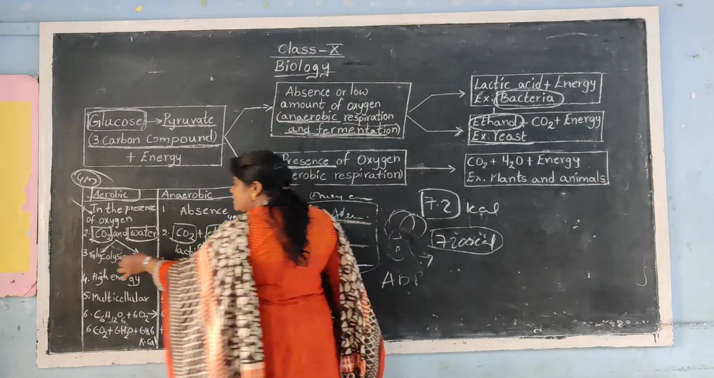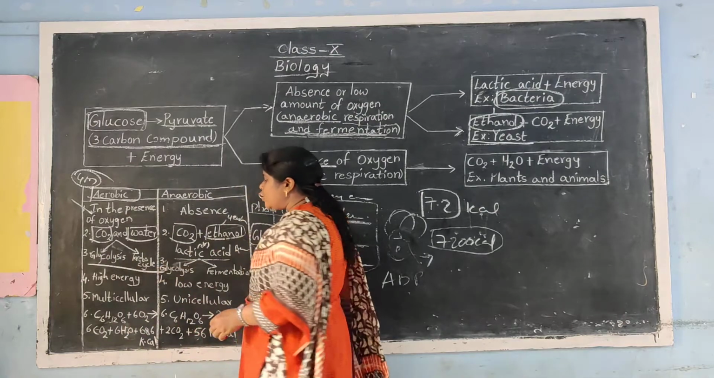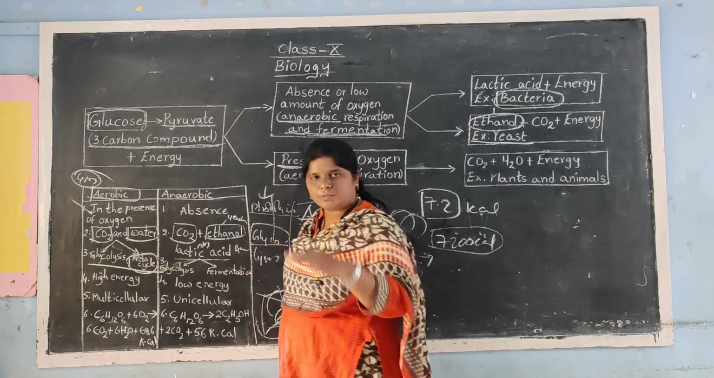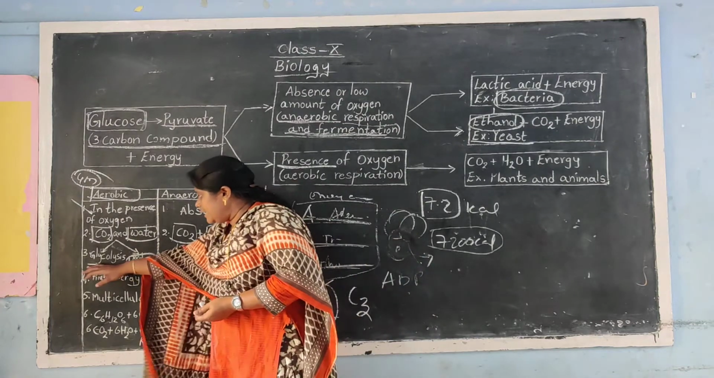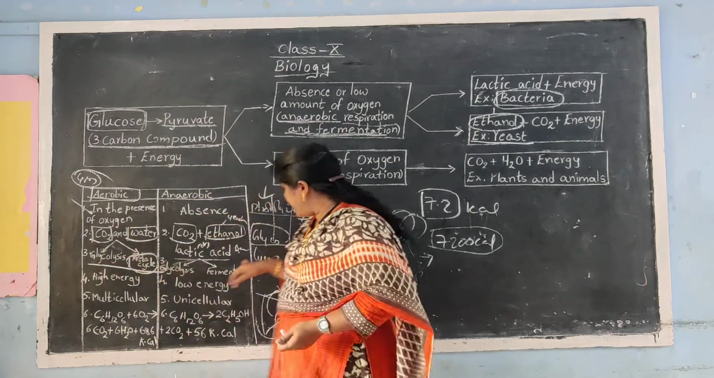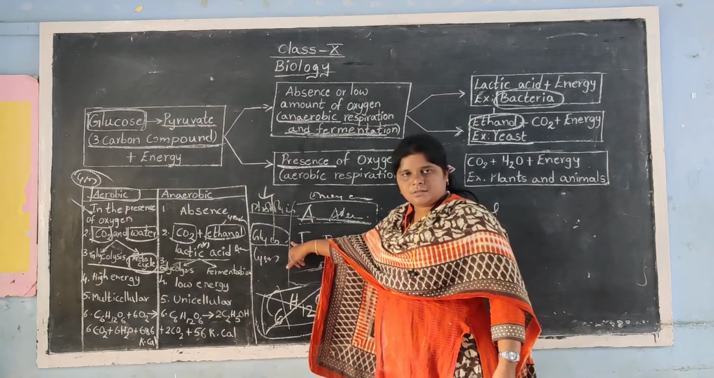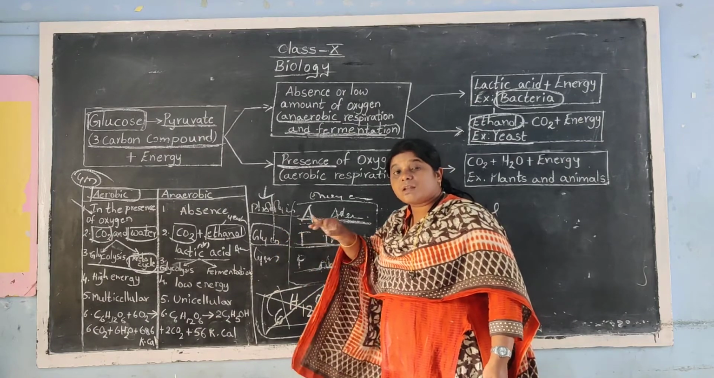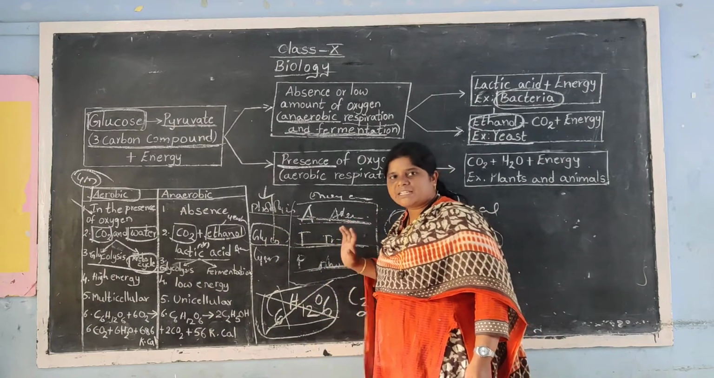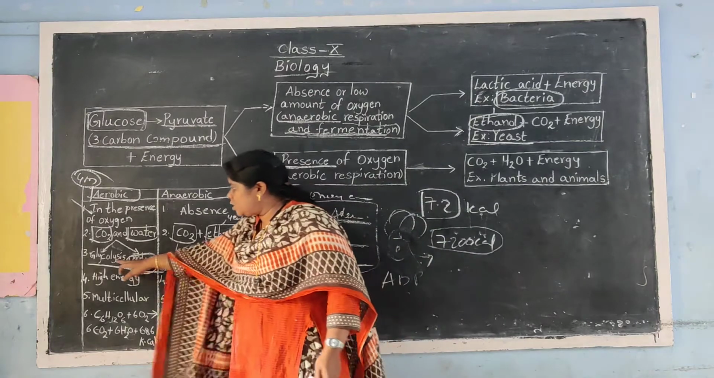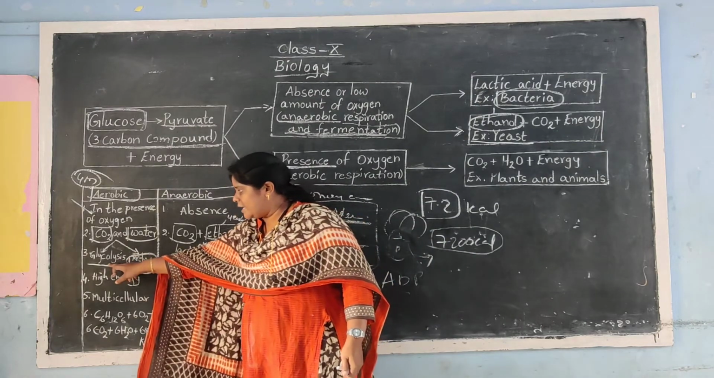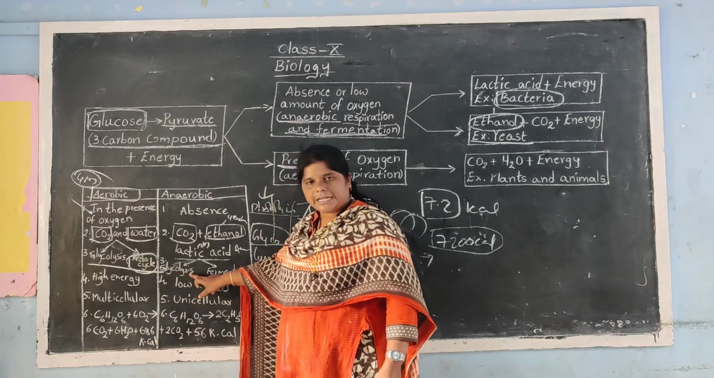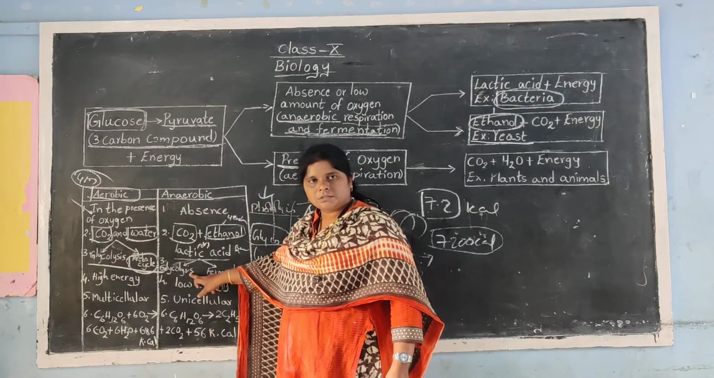And now, what are the steps involved in aerobic respiration? For your higher classes, you will be reading about the Krebs cycle, which is eliminated from your portion for now. Okay? But here, what are the 2 steps involved? Already I have mentioned glycolysis. Glyco means glucose. Lysis means breakdown. So the first step for both aerobic and anaerobic, you can see very clearly here, is glycolysis. It is common to both. Okay.